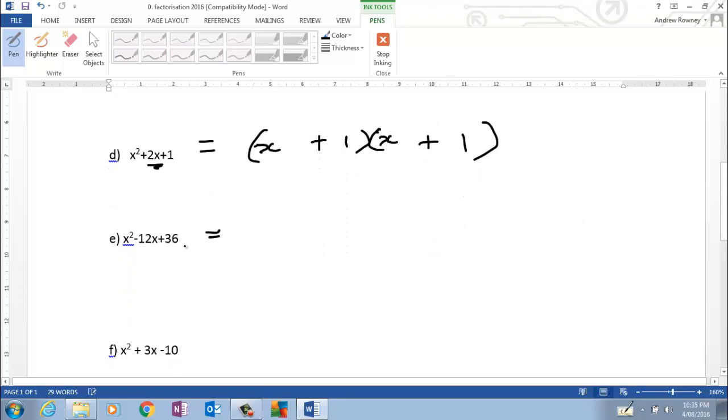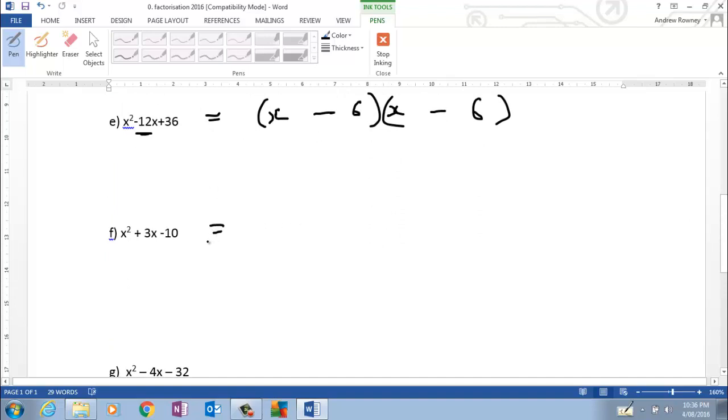This one here, there is no common factor we can take out, so we have to go into the two brackets. The first comes from x times x. The last comes from 6 times 6. And to get the outers and inners being minus 12x, it will be minus 6x minus 6x for outers and inners.